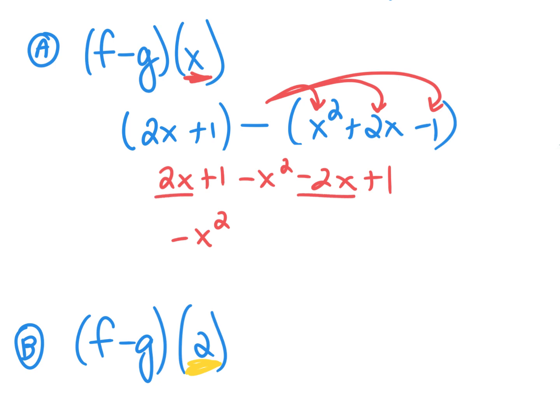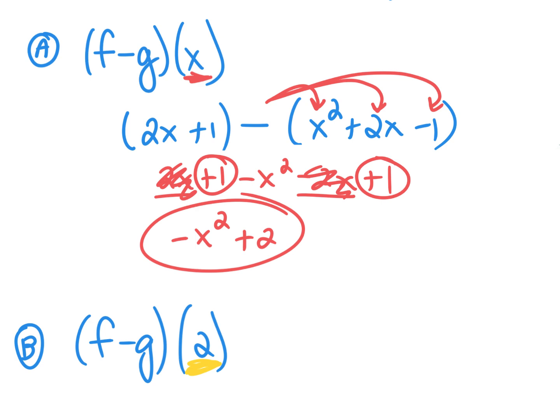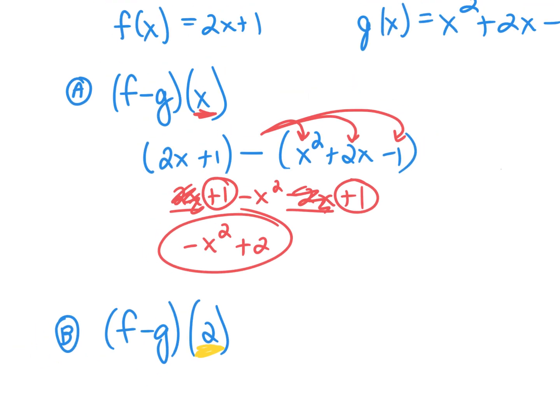What's a positive 2x and a negative 2x? It cancels out. Good. And then what happens when I have 1 plus 1? Plus 2. So there's your answer. F minus g of x is just negative x squared plus 2.